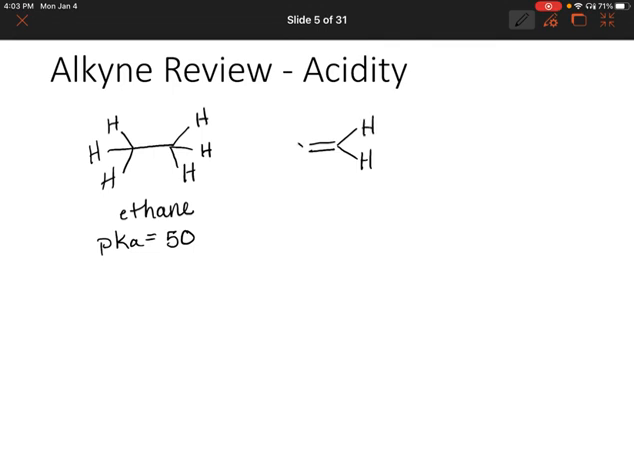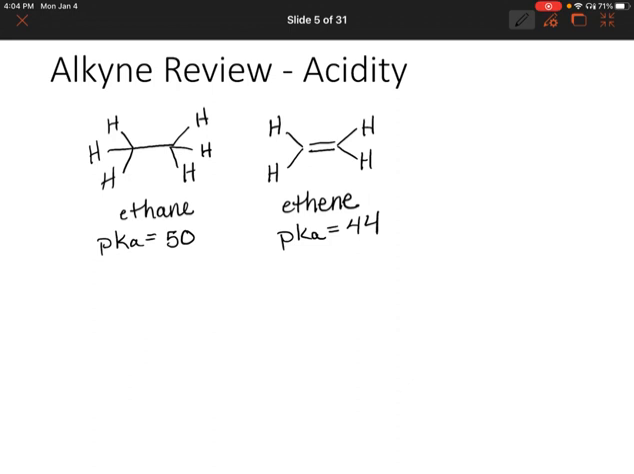So we got rid of a couple hydrogens and added a double bond. This is ethene, and the pKa of this molecule is 44. So this also is not very acidic, so it doesn't really want to give up a hydrogen.